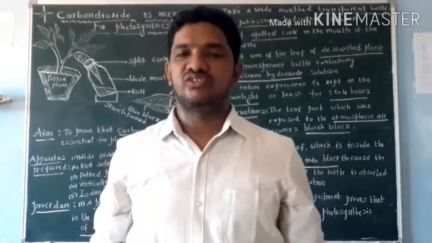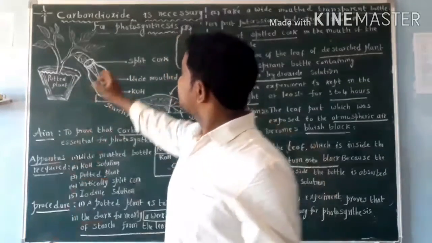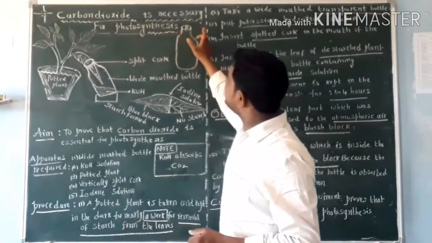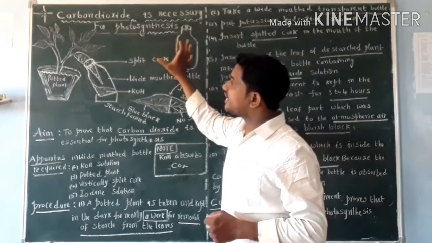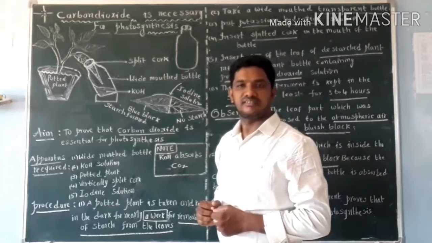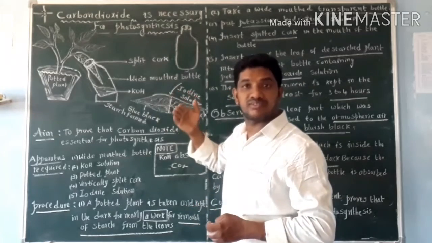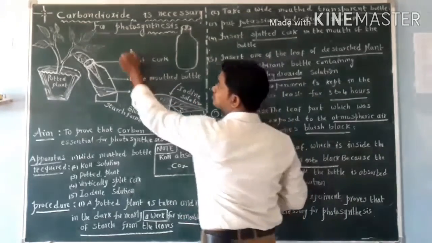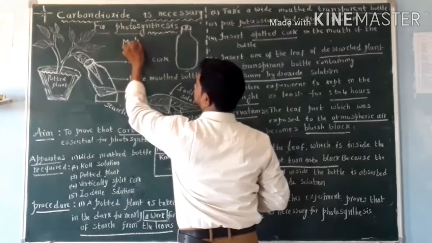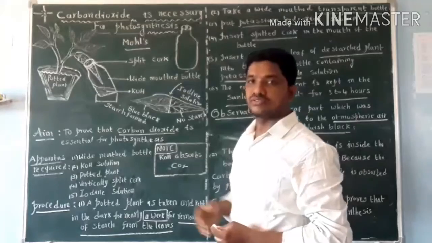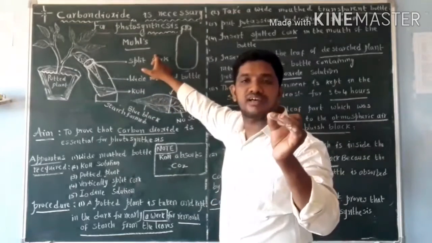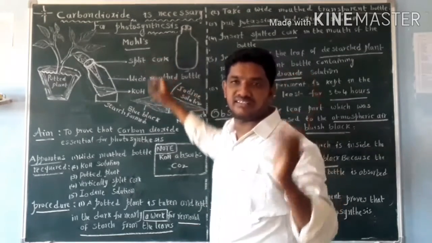Good morning children. Today we are going to learn that carbon dioxide is necessary for photosynthesis. This is the experiment. This experiment was done by Moll. So this is called Moll's half-leaf experiment.